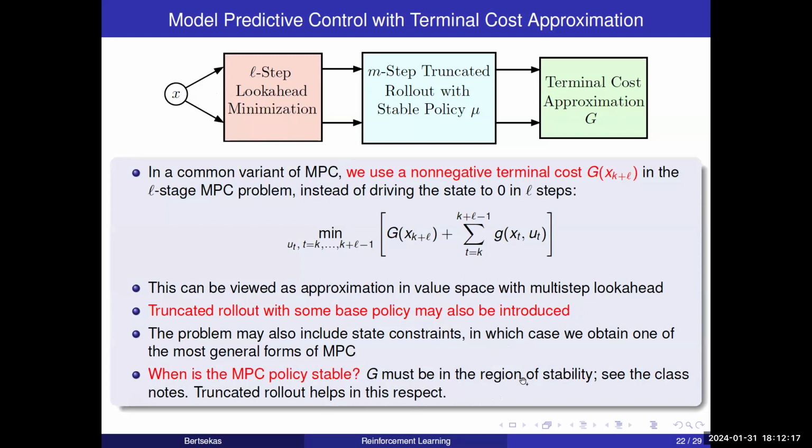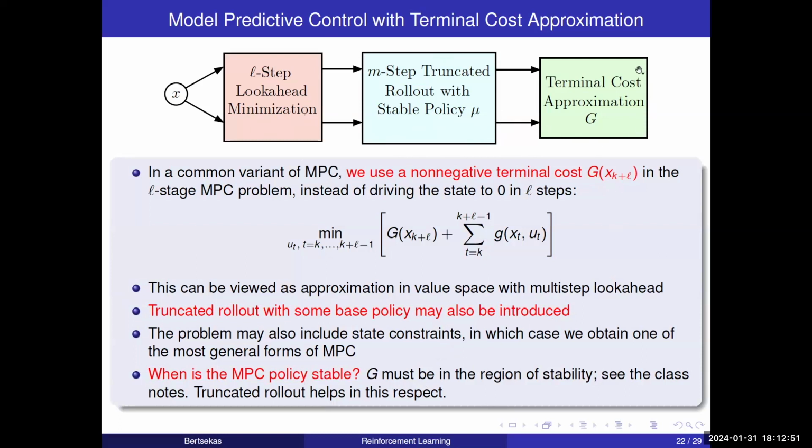G must lie in the region of stability. The region of stability for L step look ahead, which is the region of stability with one step look ahead, but enlarged thanks to L step look ahead, and also possibly enlarged because of rollout. So that's where the value of multi-step look ahead and the truncated rollout come in the context of MPC. They tend to provide policies that are stable, and that's important.